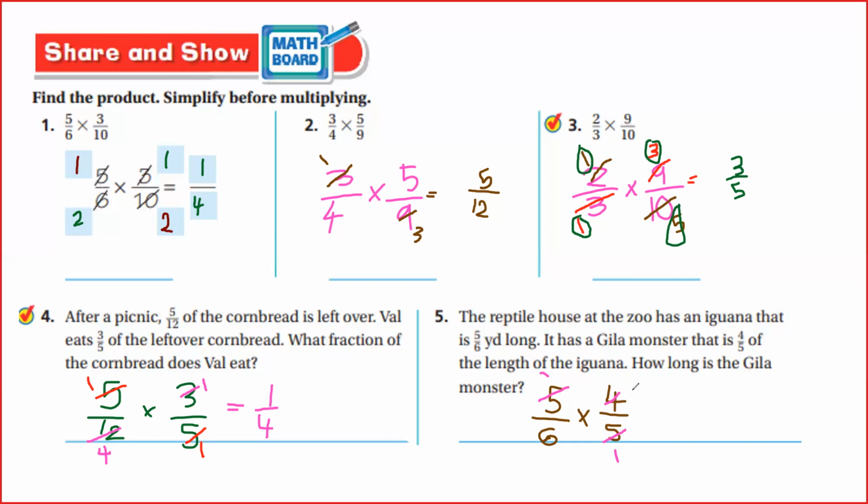By 2. 4 divided by 2 equals 2. And 6 divided by 2? 3. Then 1 times 2 equals 2. 2 over 3 times 1? And 3 multiplied by 1 is 3. Thank you. So the length of it is 2 over 3 yards. Thank you, Sham.